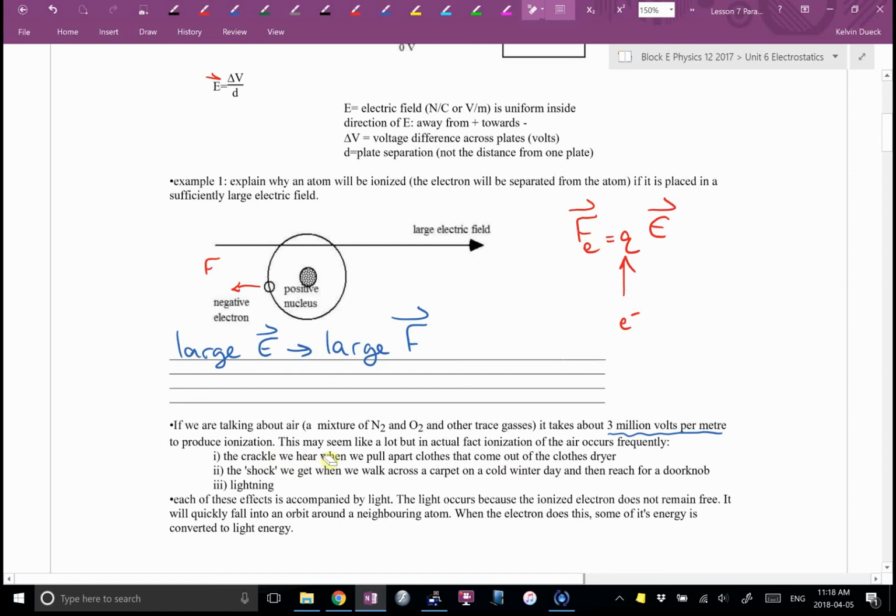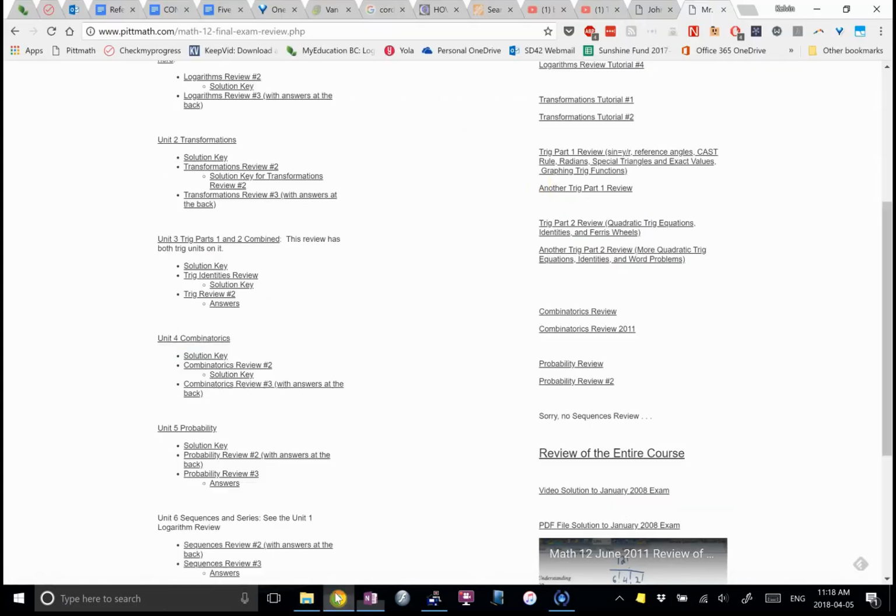It's the crackle we hear when we pull apart clothes that come out of the clothes dryer. You may have heard that on a dry day. It's the shock that we get when we walk across a carpet on a cold winter day and then reach for a doorknob. Lightning. Push pencils down, look up.